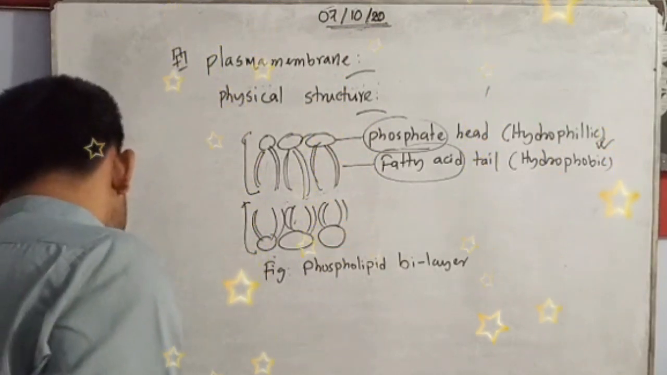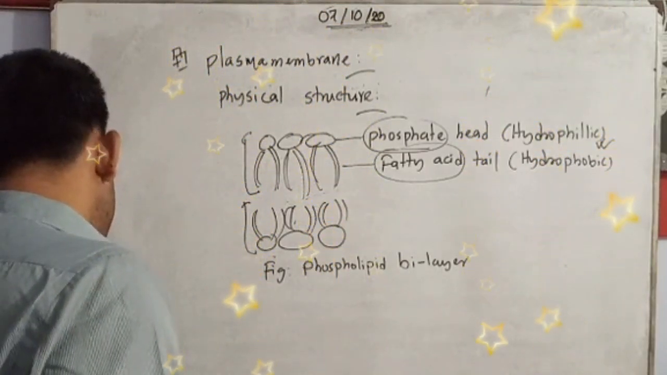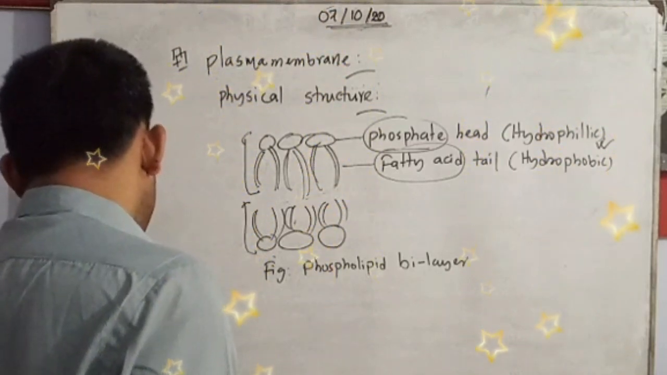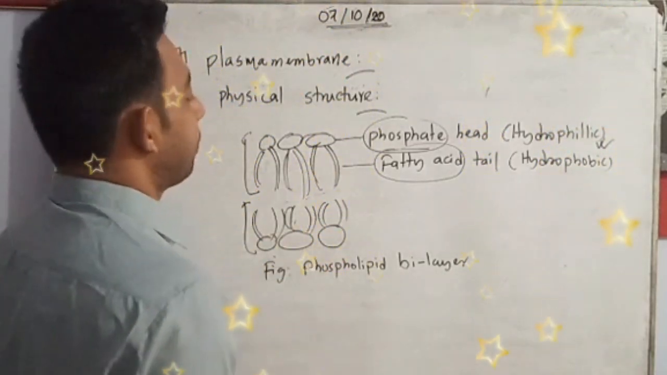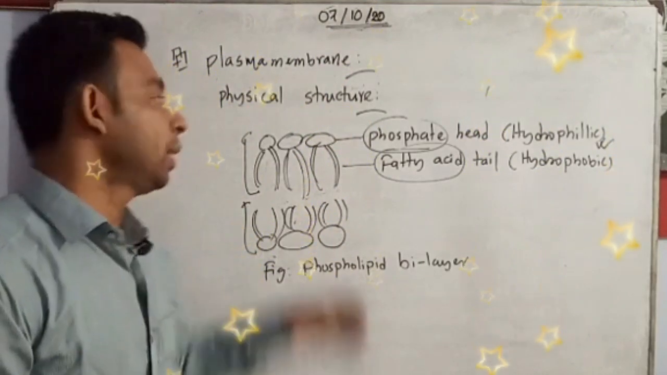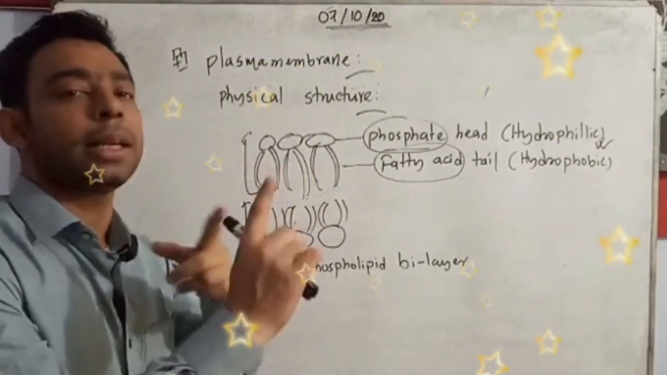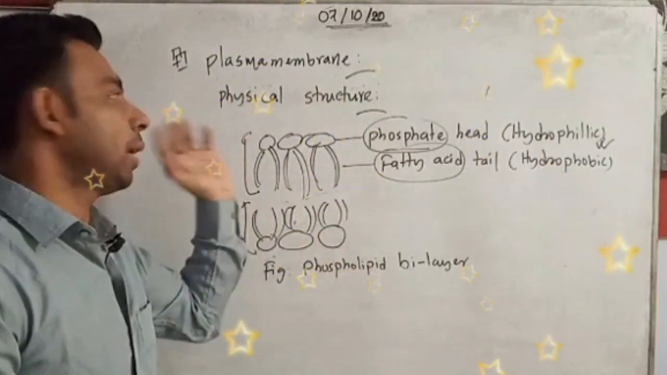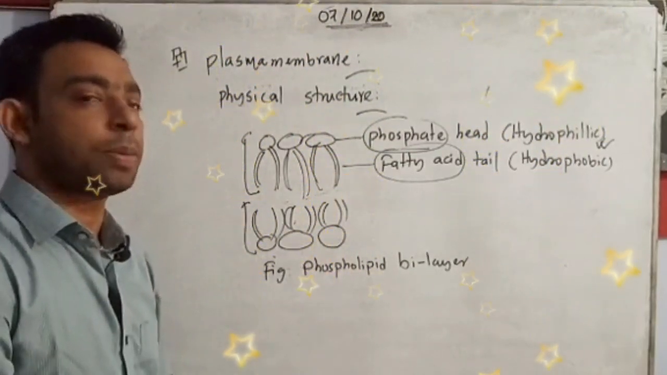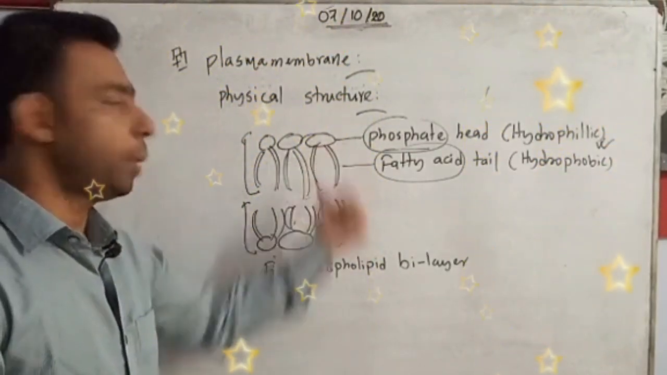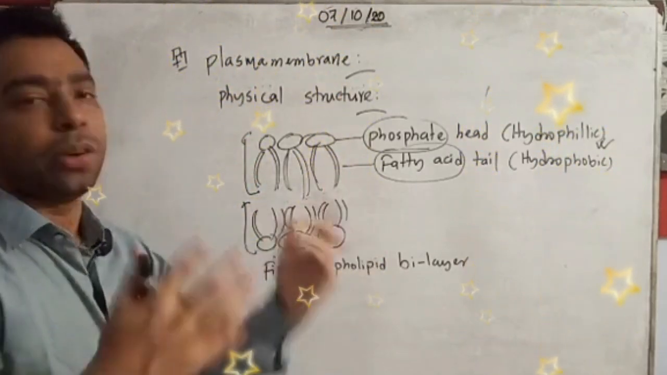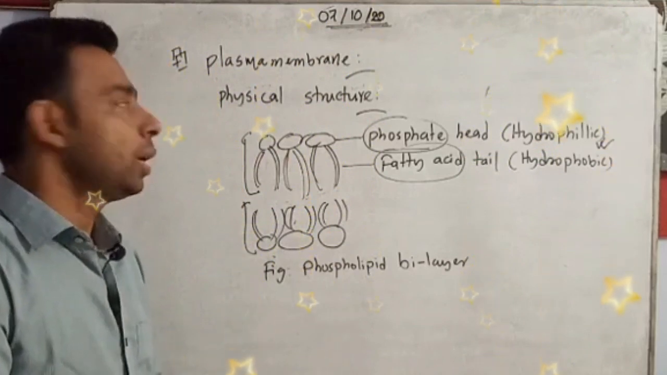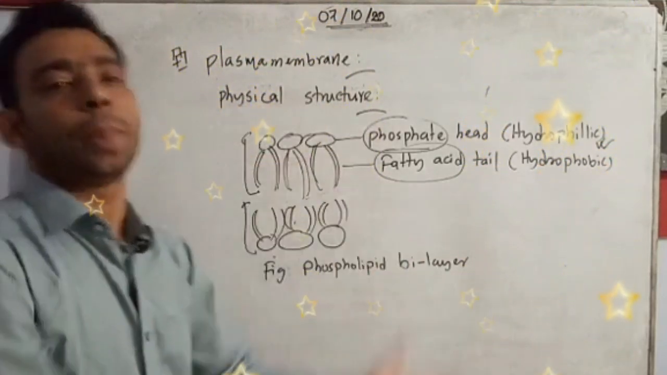And according to the unit membrane concept, what we have seen in the phospholipid layer: Danielli and Davson said the lipid layer is outside the protein. But according to the unit membrane concept, the phospholipid bilayer will be there, and inside it somewhere the protein will be attached. So this is all about the plasma membrane.